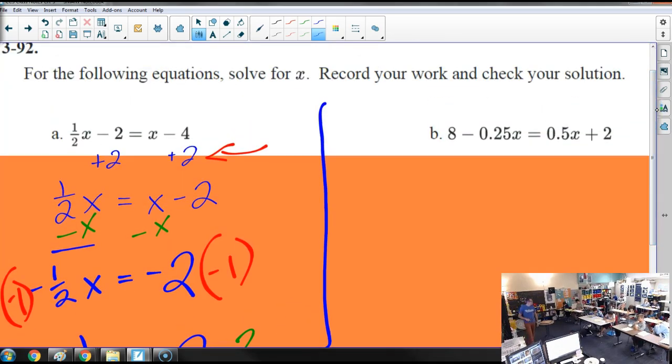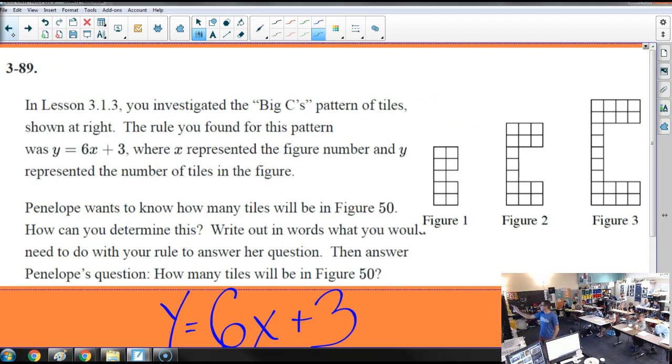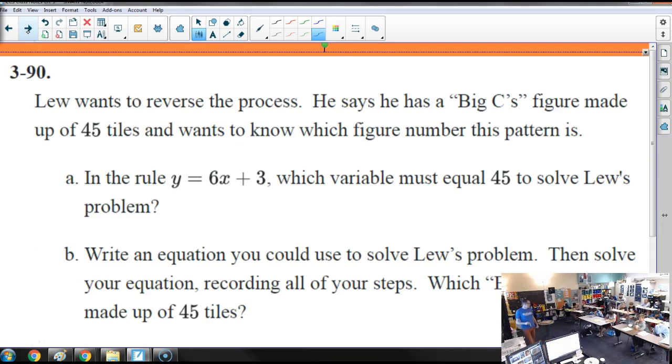To make sure that we have time for that, let's bounce back to this, which is in your book, right? You don't have this on your yellow sheet, so graph paper, please. Graph paper, please.